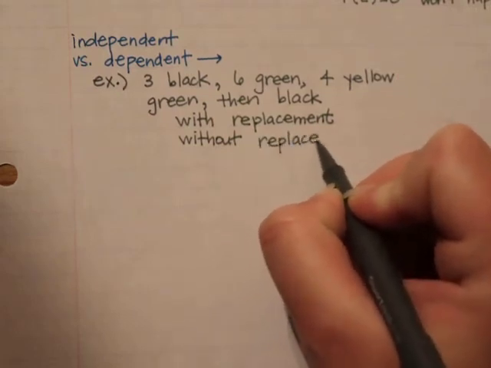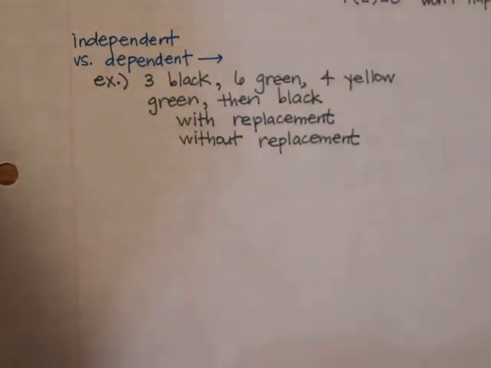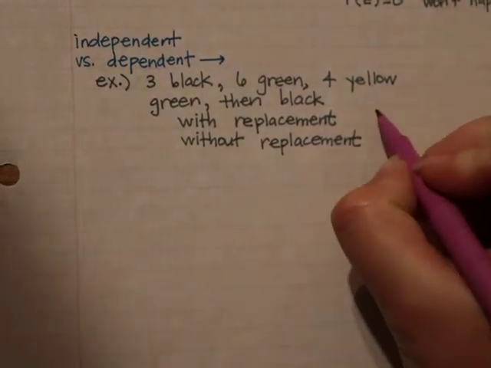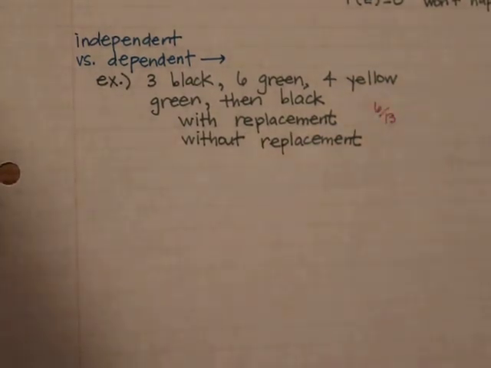So the first thing we want to do is pull a green marble. Now probability is desired out of total. There's 6 green, that's what I desire, but then there's also the total. So it's 6 green out of a total of 13 marbles. So that's my chances of pulling a green one on the first pull.